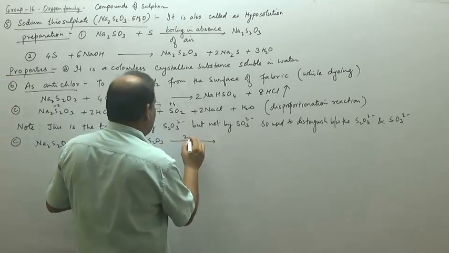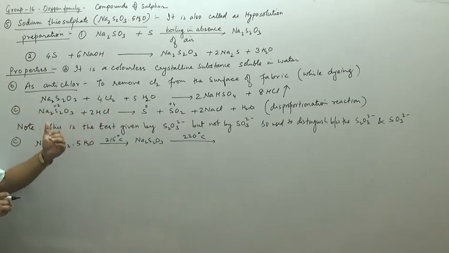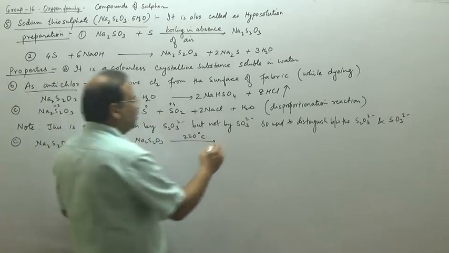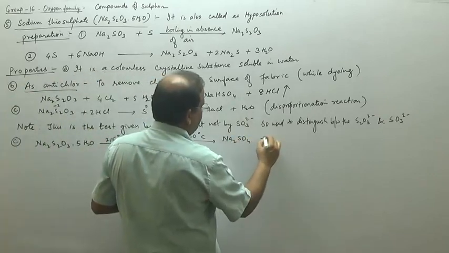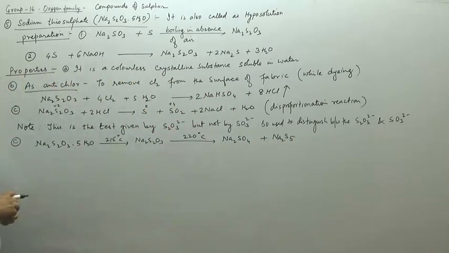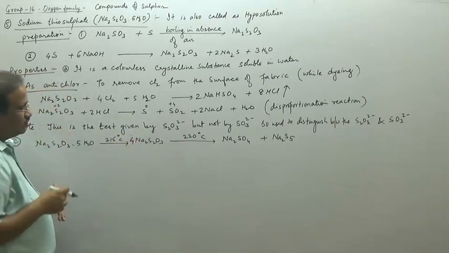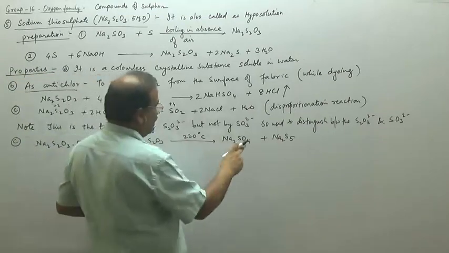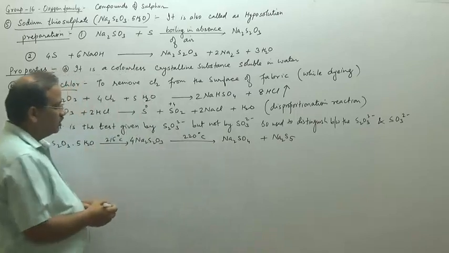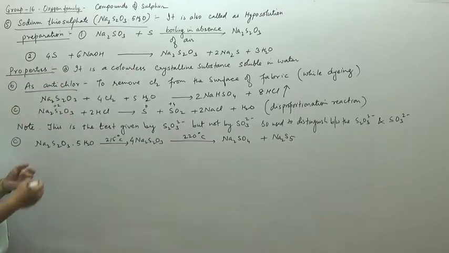With further heating at around 220 degrees centigrade, it gets converted into sodium sulfate plus Na2S5, sodium polysulfide. So the sodium sulfate and the polysulfide are formed. That is how we can balance that reaction. This will be 4, and that is how we get the reaction like this.